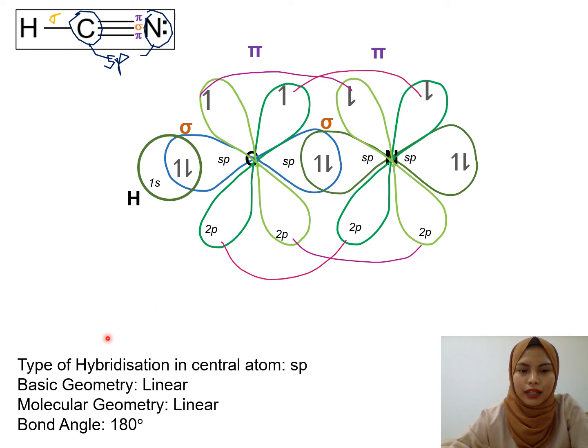After that, I will tell that the type of hybridization in central atom dekat carbon ni adalah sp. Terminal atom nitrogen pun sp juga. So sp ni dia ada basic geometry of linear, and the molecular geometry for the whole molecule ialah linear as well, and the bond angle between them should be 180 degree.